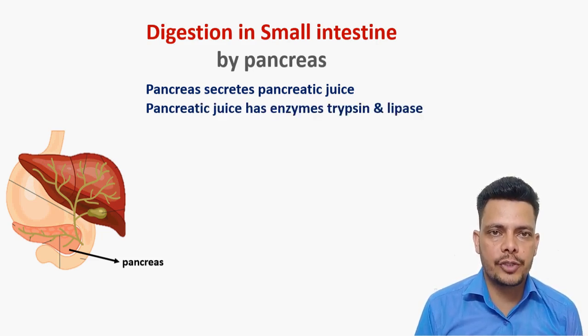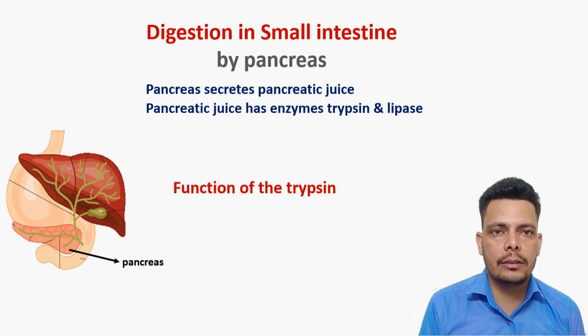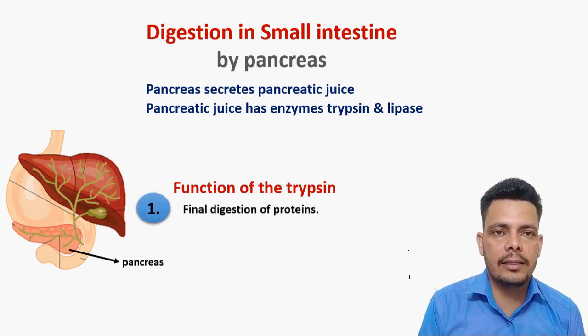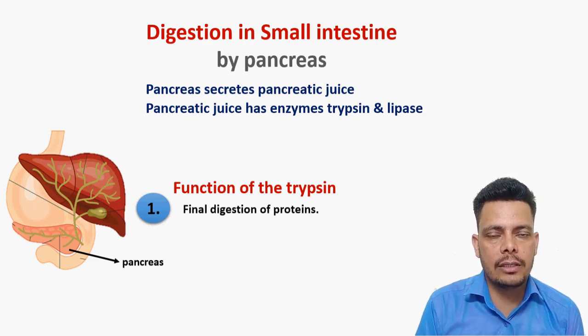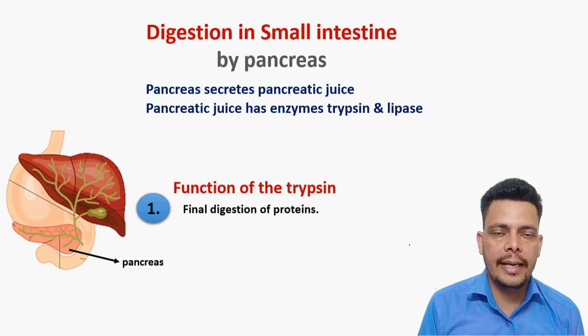So what does this trypsin do? Trypsin acts on the protein. As we have discussed, pepsin partially digests it, and the further digestion is done by the trypsin. So trypsin converts protein molecules into amino acids. The final digestion is there. So it digests the proteins and it acts in the alkaline medium.